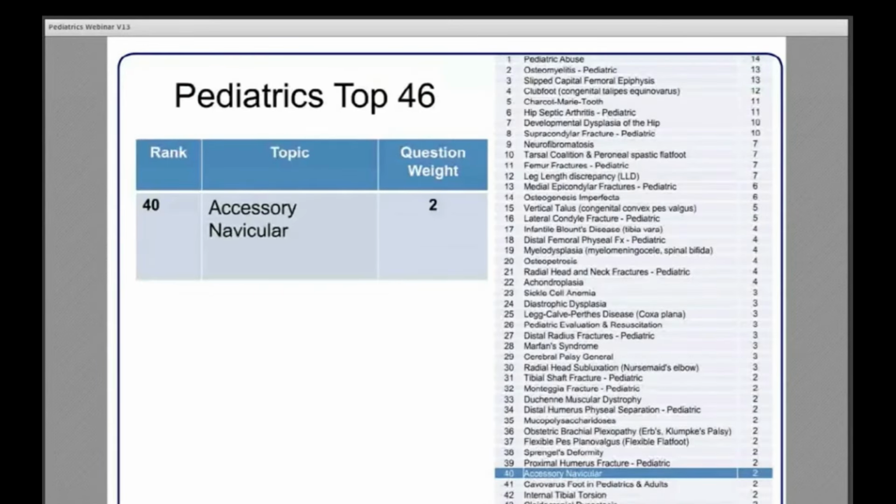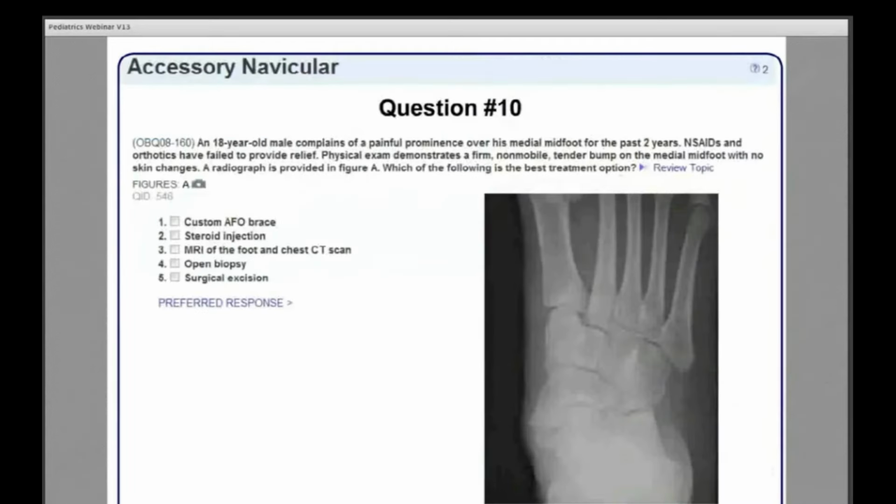The next topic is the accessory navicular. An 18-year-old male complains of a painful prominence over his medial midfoot for the past 2 years. Anti-inflammatories and orthotics have failed to provide relief. Physical exam demonstrates a firm, non-mobile, tender bump on the medial midfoot with no skin changes. A radiograph is provided in Figure A. Which of the following is the best treatment option?